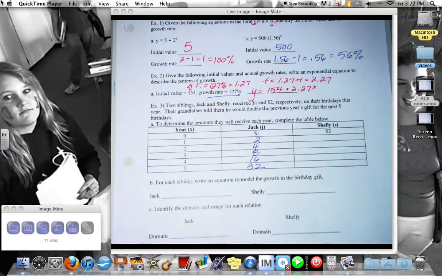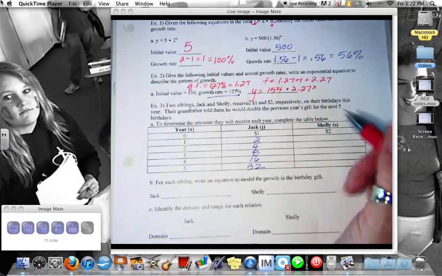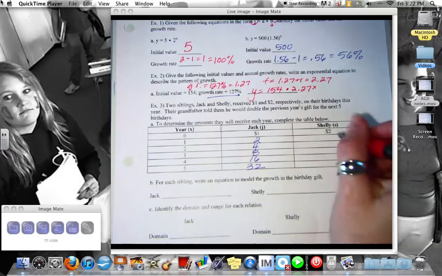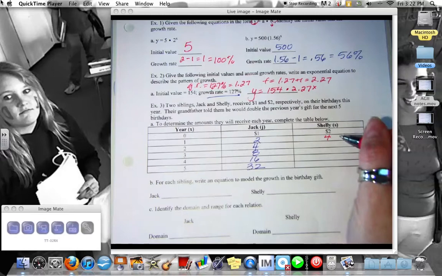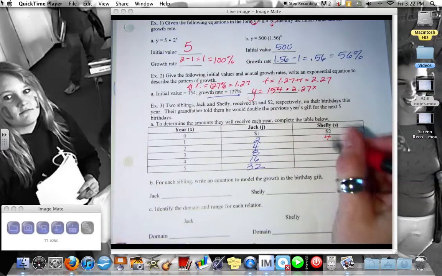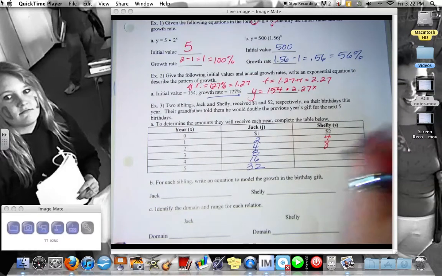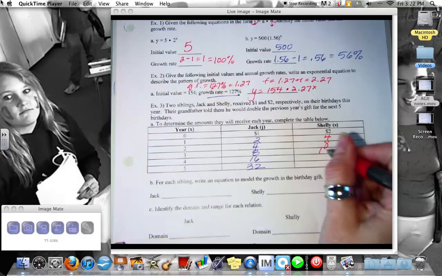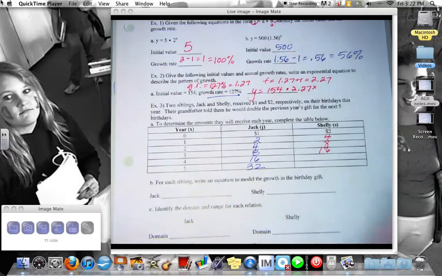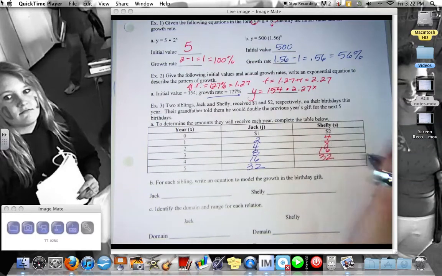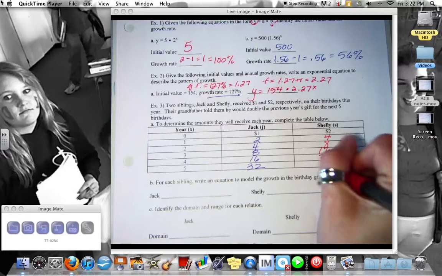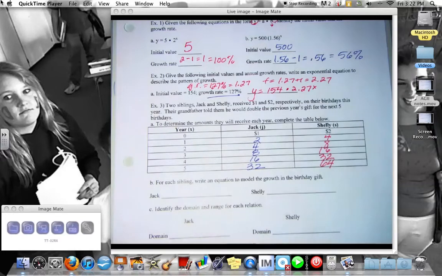Shelley starts off with 2. Hers gets doubled as well. So 2 doubled gives her 4. 4 doubled gives her 8. 8 doubled gives her 16. 16 doubled gives her 32. And 32 doubled gives her 64.